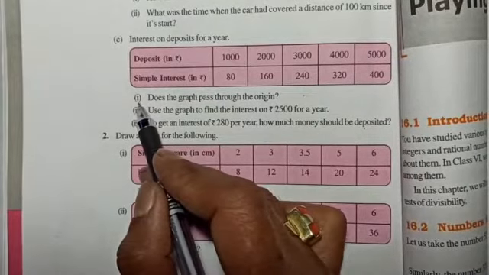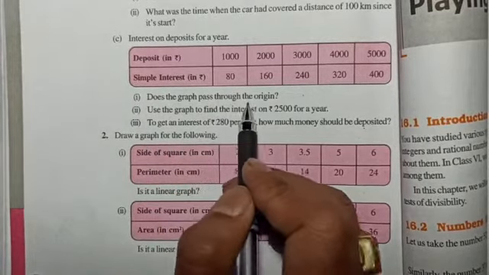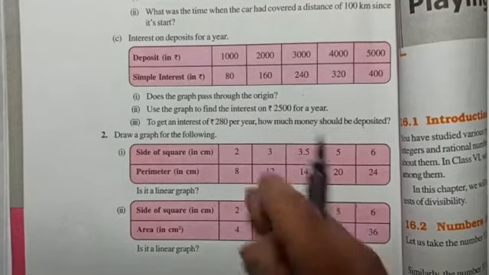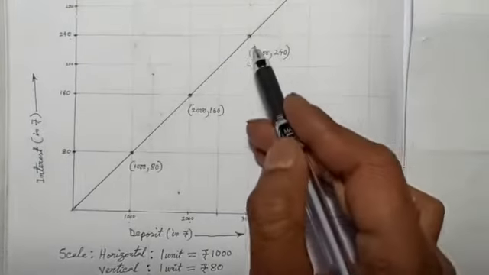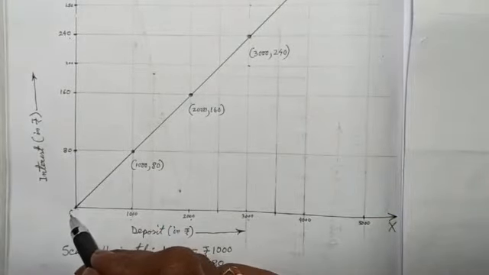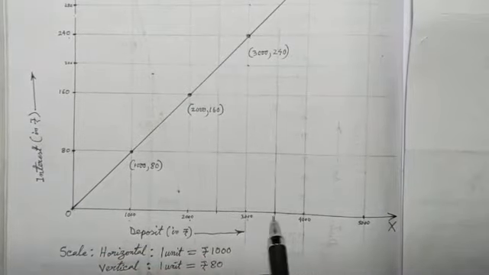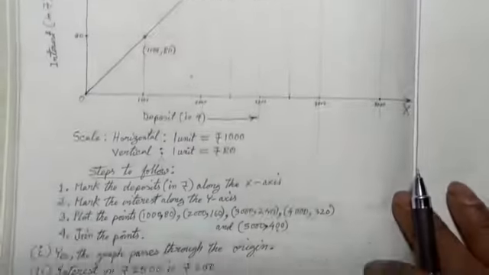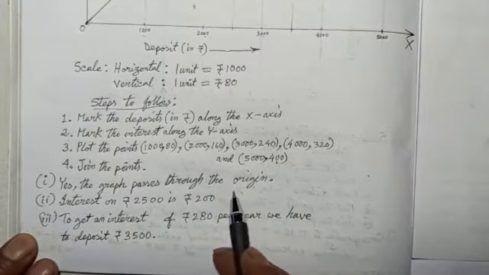Now Roman number 1. Thus the graph passes through the origin. Origin means the intersecting point of the x-axis and y-axis is called the origin. So this is the graph, and this graph passes through this point, and this point is the intersecting point of the x-axis and y-axis, and this point is called the origin. So we have to write down yes. So Roman number 1, yes, the graph passes through the origin.